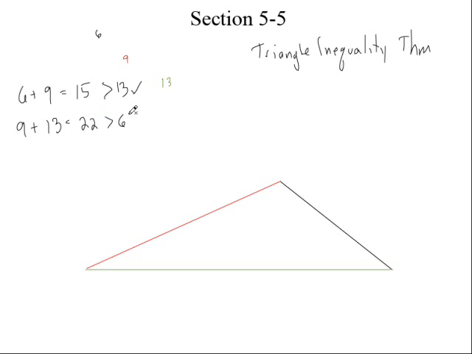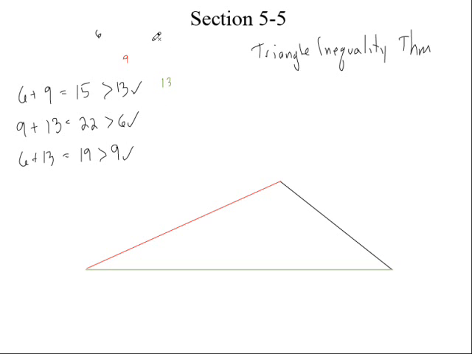Well, that's pretty obvious, isn't it? And then what else do I have? I got 6 and 13. So 6 and 13 is what? 19. And 6 and 13 have to be bigger than what? 9. And is it bigger than 9? Yeah, absolutely. So if all three of those work, then you can have a triangle.